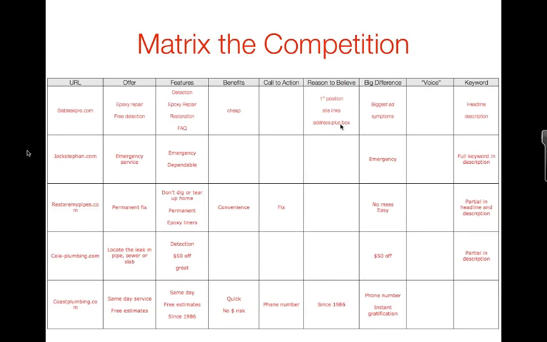Next one, restoremypipes.com. That one is fix slab leaks for good. So I have permanent fix. The features are don't dig or tear up the home, permanent, and it has epoxy liners. And their second description line is we don't dig or tear up your home. So that's a good sentence. That's a nice difference there. So the benefit is convenience as opposed to ripping everything out. The call to action, it says fix slab leaks for good.